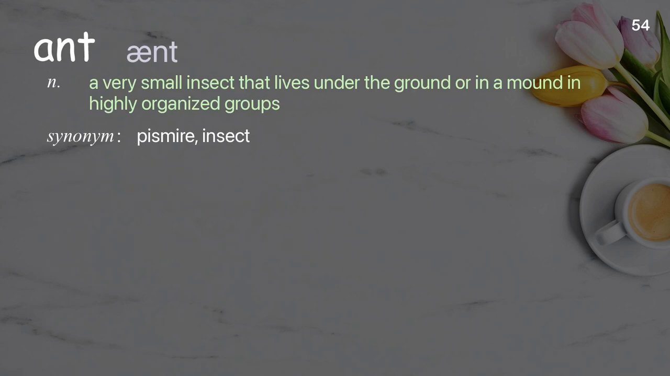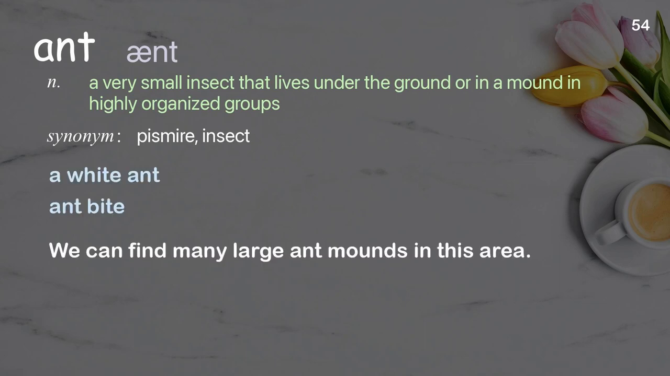Ant. A very small insect that lives under the ground or in a mound in highly organized groups. Examples: a white ant, ant bite. We can find many large ant mounds in this area.